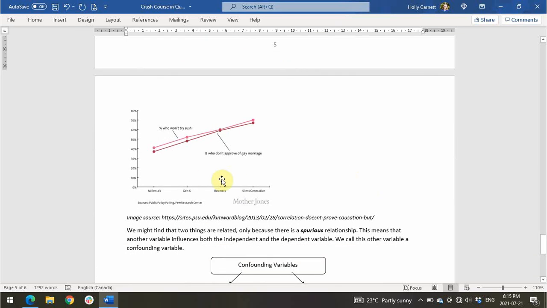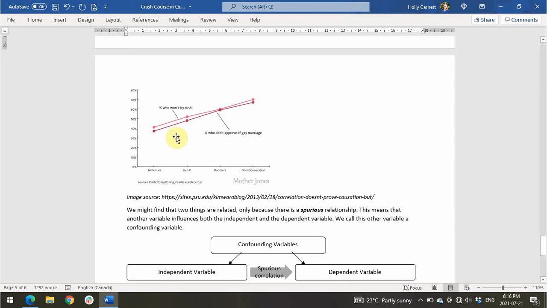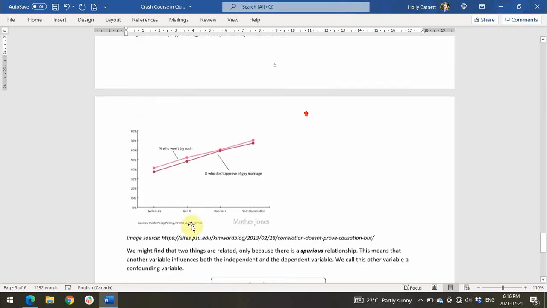And then here, this one's weird because the x-axis is just by generation, and that's weird to begin with. But people who won't try sushi and people who don't approve of gay marriage. So there's probably some deeper characteristics of these generations at play. Openness to new things, maybe, or some sort of deeper ways of thinking that are impacting these things. Or maybe there's even a generational effect. But point being, not great.